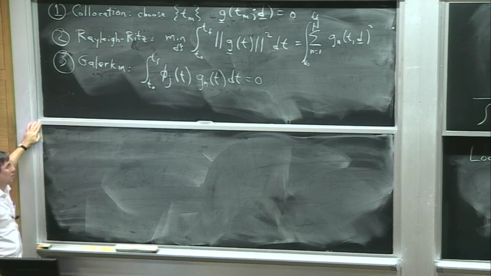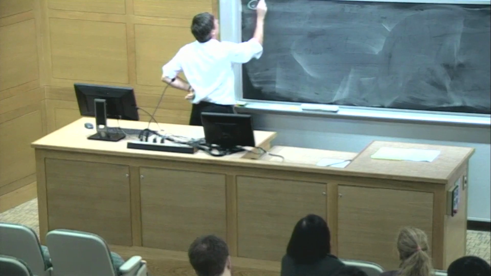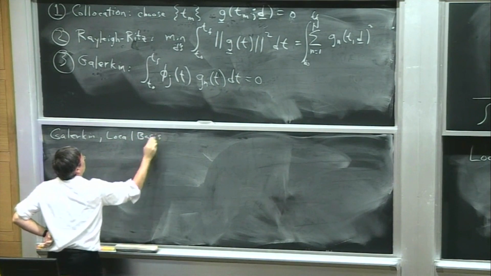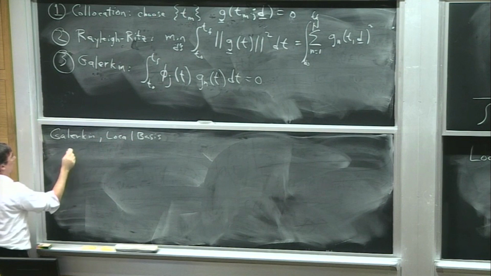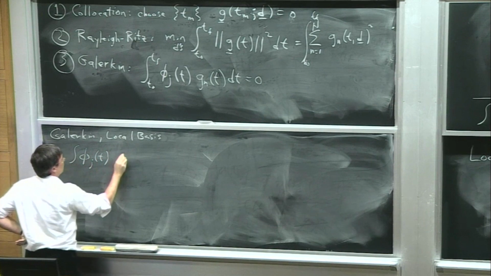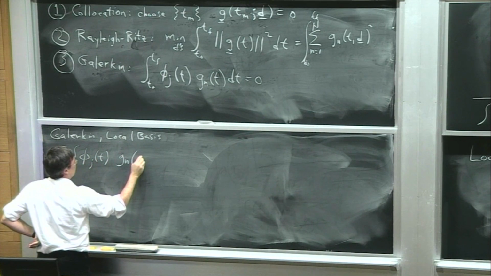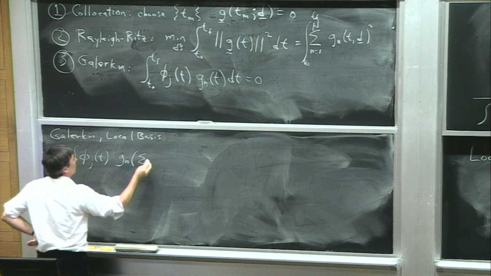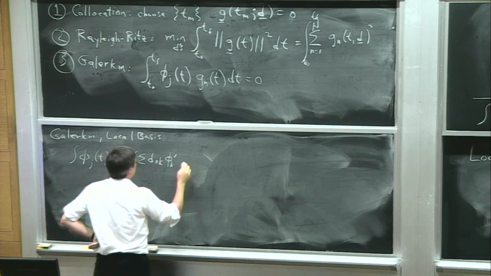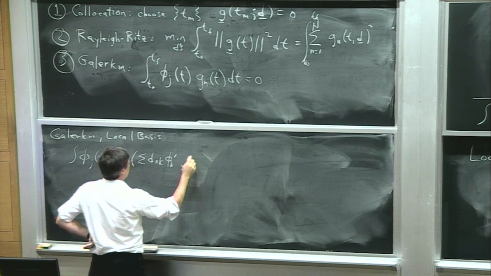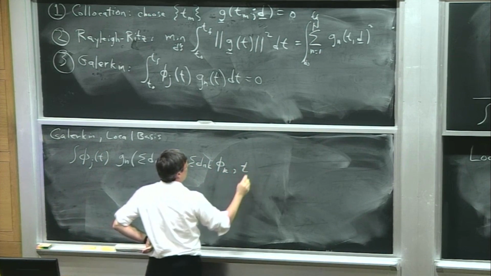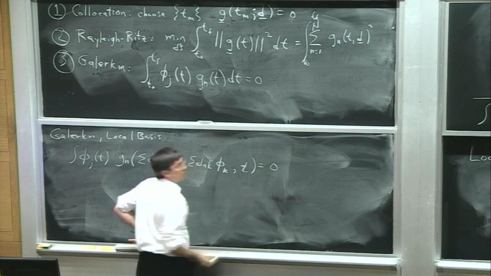Okay. So we'll just go right into Galerkin, and we'll use a local basis. Most of the equations we have to solve are of this type: phi j, t times the residual function of the summation of d nk phi k prime, and the summation of d nk phi k of t, is equal to 0. We have a lot of equations like that.